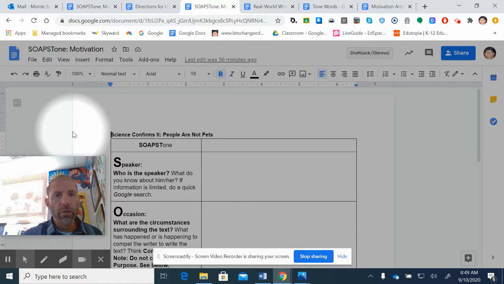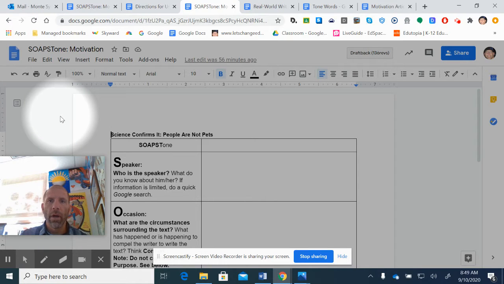So today I'm going to introduce to you a tool called SOAPSTone. All right, and we are going to use it to analyze text for rhetorical elements. Okay, and rhetoric is just the art of effective communication, whether that's spoken or written. Listen to me, spoken or written. Okay, and so we are going to use SOAPSTone.